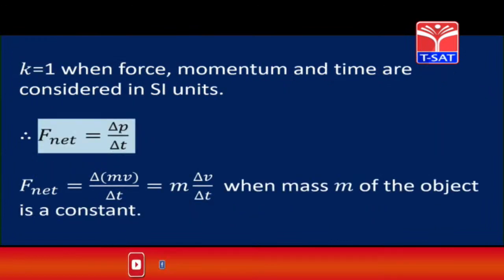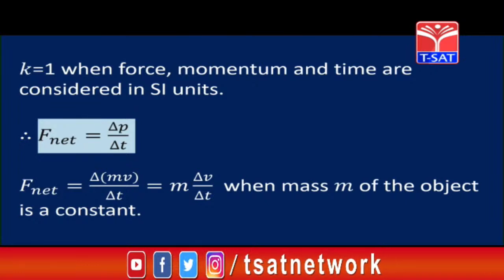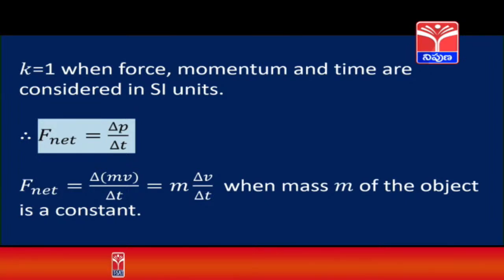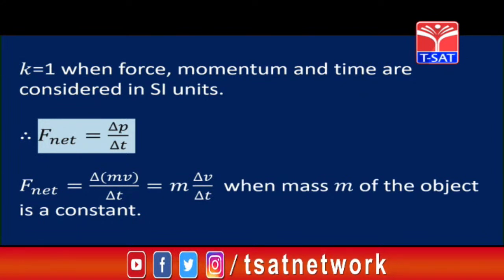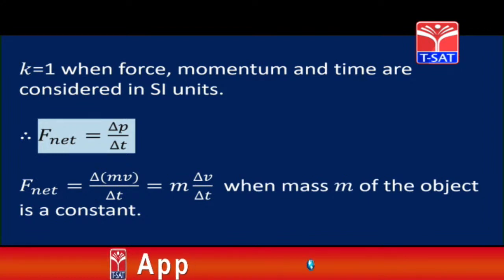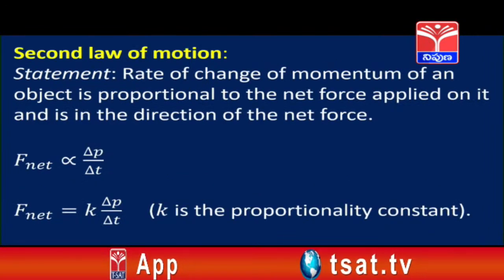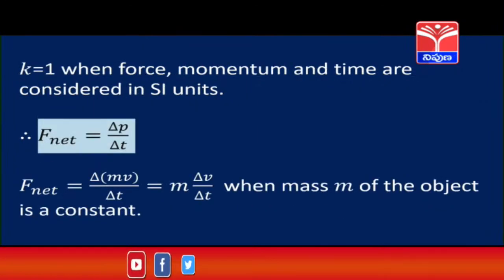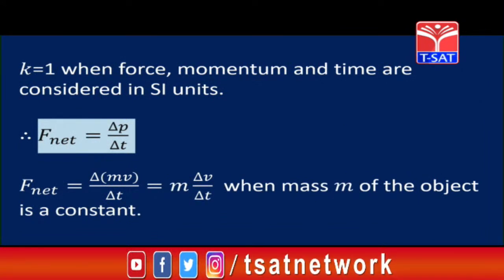Now, what will be the value of k? You should know that also. What Newton did was, he designed it in such a way that if force, momentum and time are all considered in SI units, then this constant k will be equal to 1, or the equation F net equal to k into delta p by delta t will simply become F net equal to delta p by delta t.